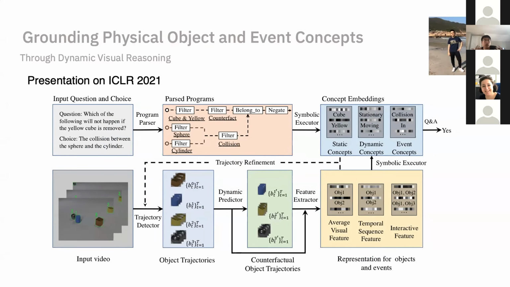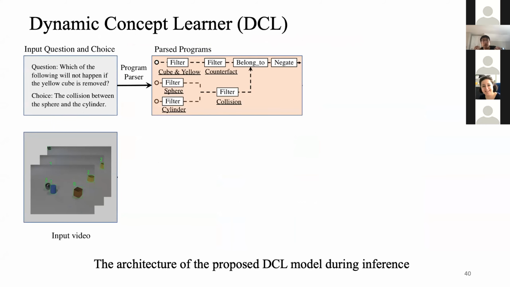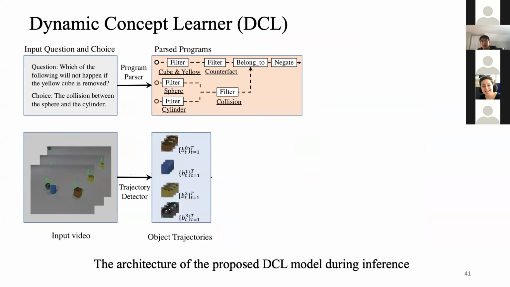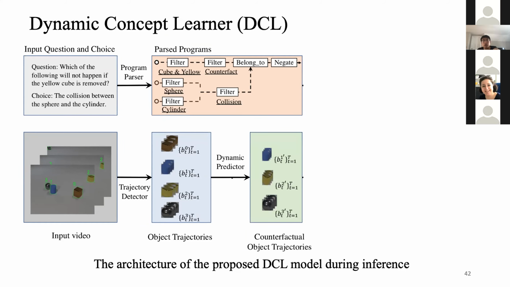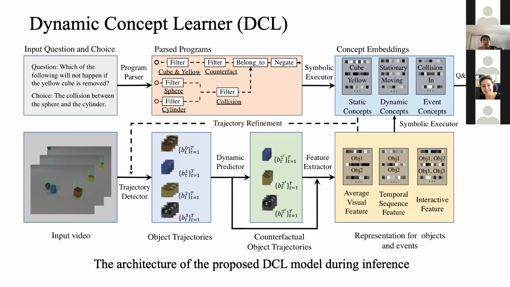So to solve this problem, in a recent paper led by Jingfeng Chang, a postdoc with me at the MIT-IBM Lab, we propose a new model named dynamic concept learning that can learn visual concepts and object dynamics by only watching raw video and reading paired questions and answers. The basic idea is that we give an input video and the corresponding question and choice. We first use a program parser to parse the question and the choice into a functional program. Then we apply an object trajectory detector to extract the trajectories of all the objects in the video, and send the extracted objects to a dynamic predictor to predict their dynamics. Then the objects are sent to the feature extractor to get the latent representation of each object and event.